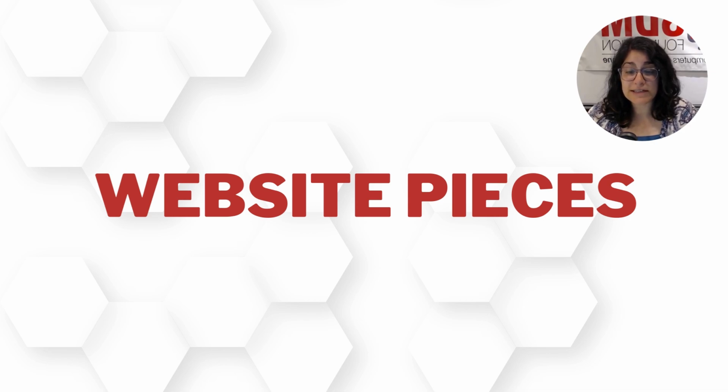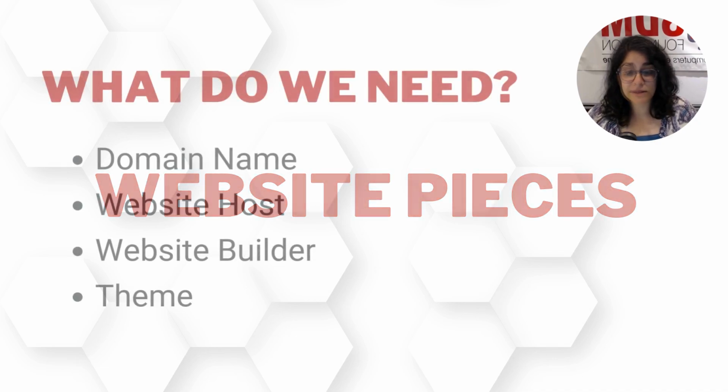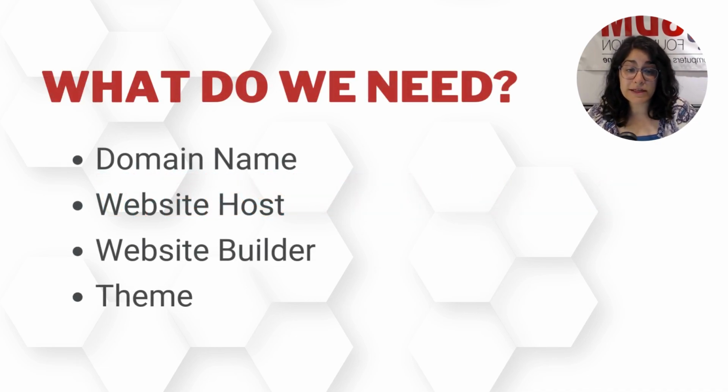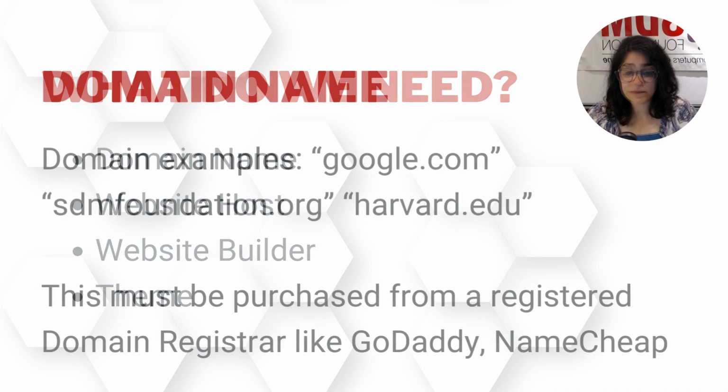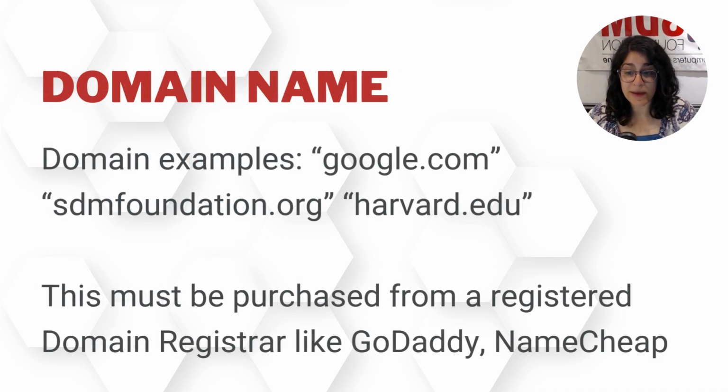So in order to create a simple landing page, let's see all of the pieces we need to build our site. The 4 pieces we're going to go over are a domain name, a website host, a website builder, and a theme. The domain name and website host apply to any website. The website builder and theme tend to be more WordPress specific language. First step is your domain name.